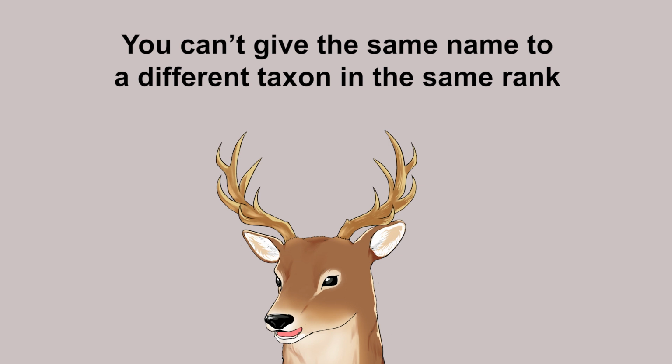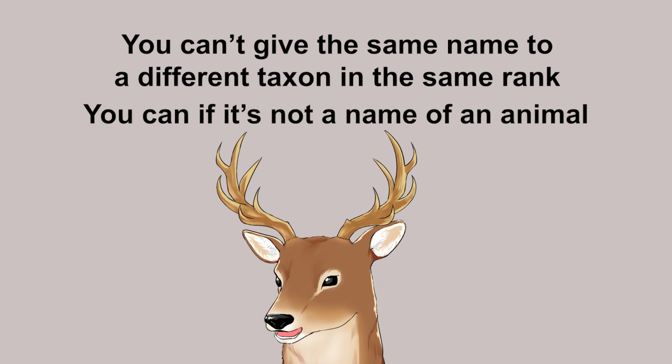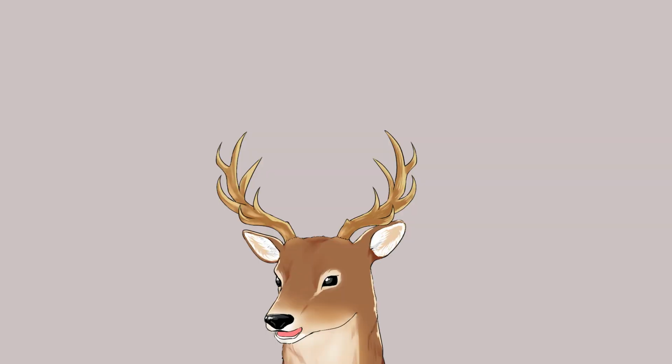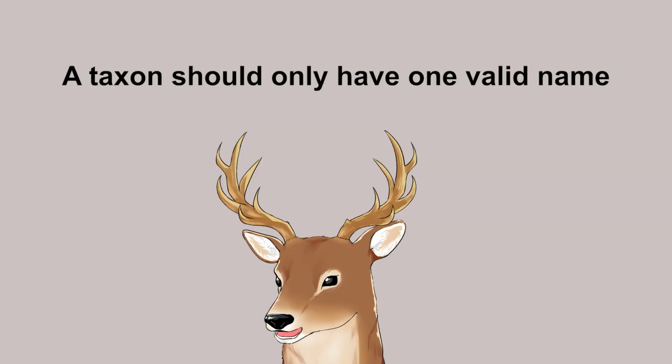There is a rule stating that no scientific names of two different taxa could be the same. But this rule only applies to those regulated by the same code. For example, both genera are called Dracaena. One is a lizard, one is a plant. This is allowed because the two are not regulated by the same code. Oh, and a taxon could technically only have one valid name, since that's the whole point of having a scientific name.